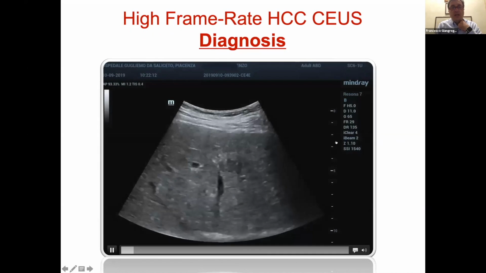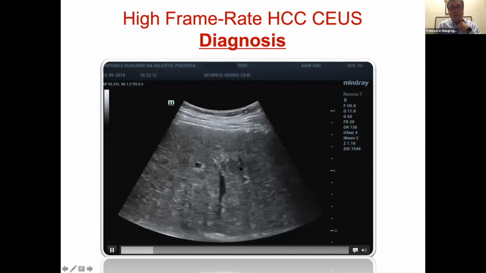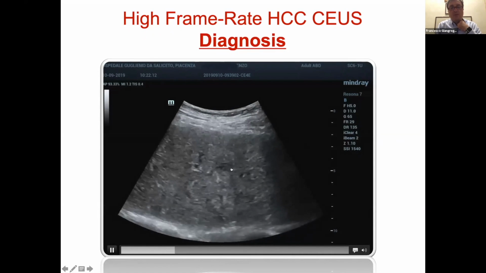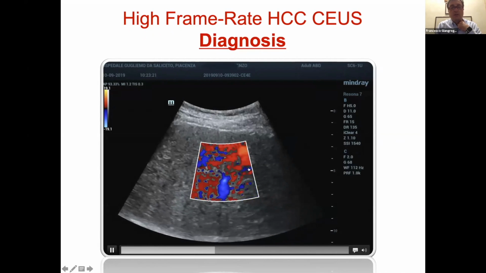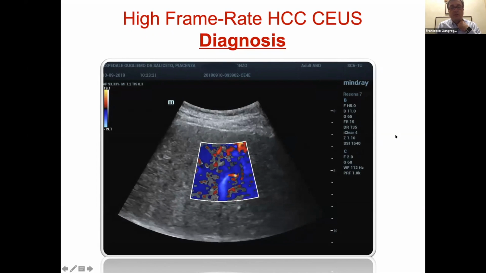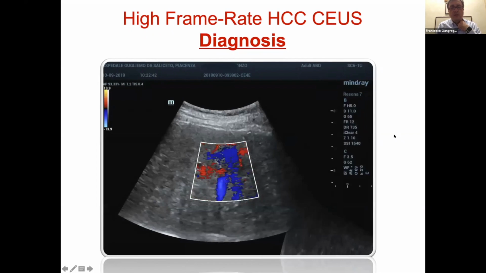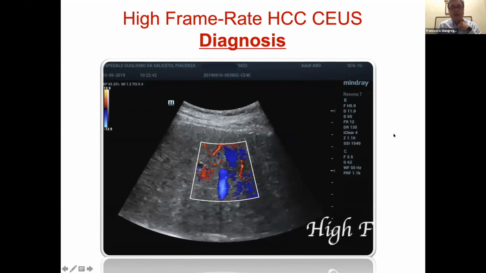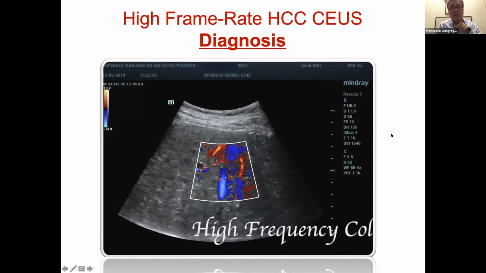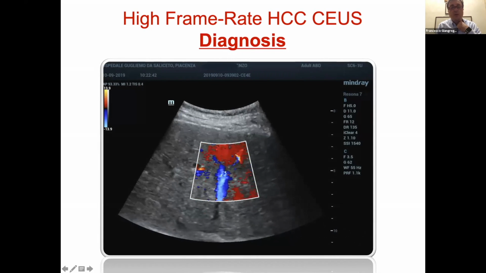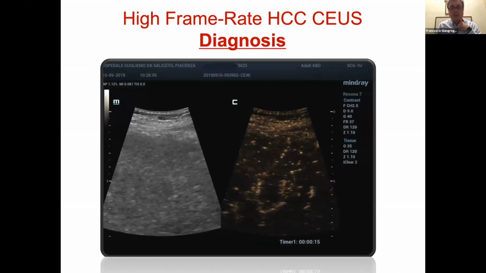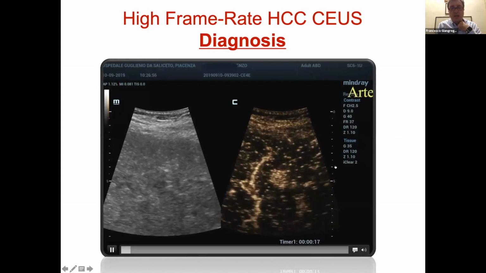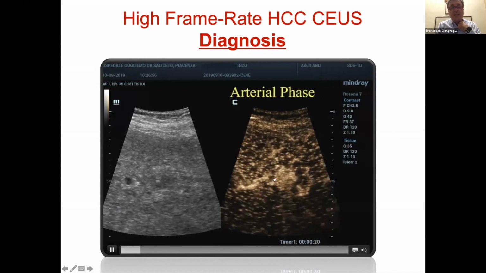Another case, a small hypoechoic nodule. Color Doppler is not useful to understand if this is a small hepatocellular carcinoma or not. And so we can perform contrast enhanced CEUS. And here, spiral CT was negative, okay?